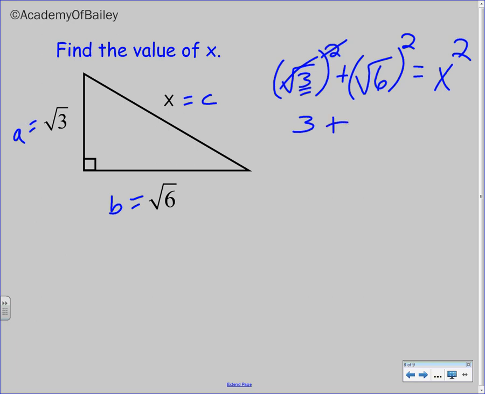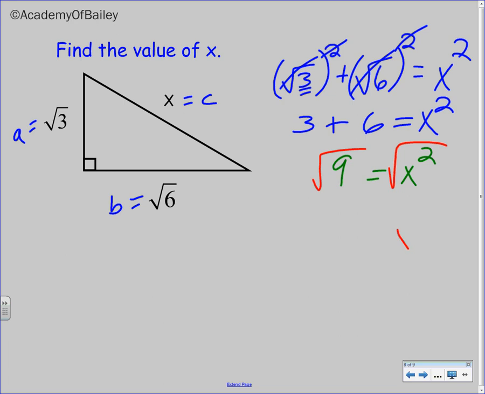How about the square root of 6 squared? That was easy, wasn't it? 6. Square root and squaring a number cancel each other out. 3 plus 6 would be 9, and x squared is what 9 is equal to. How are we going to get x squared by itself? You take the square root. X is equal to. Remember, when you take the square root of both sides, you get a plus or a minus. So the square root of 9, that's 3. But in this situation, we cannot have a negative 3 because we're talking about a distance. So in this situation, x is equal to 3.